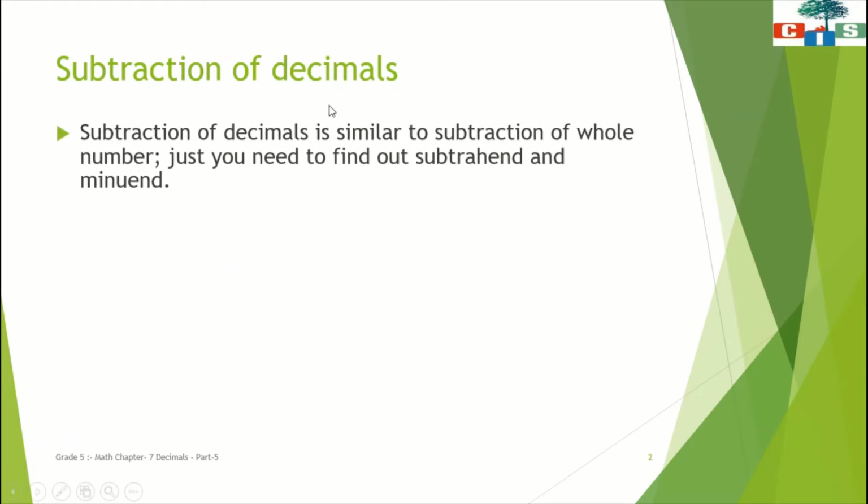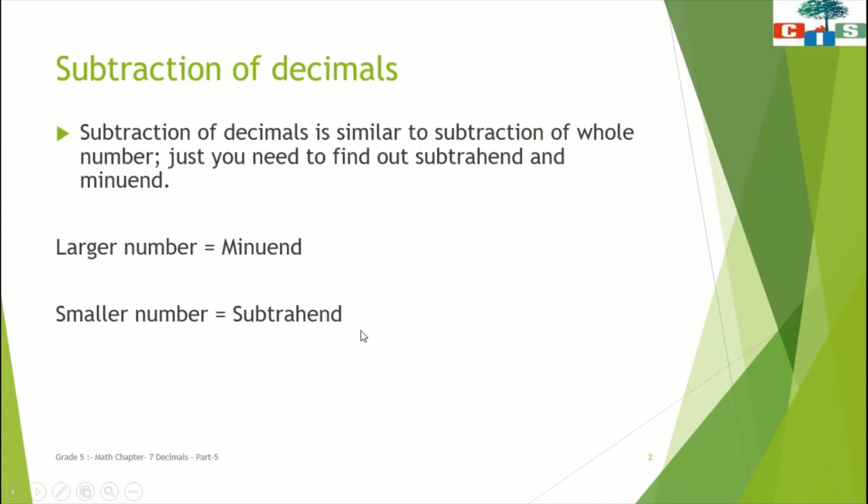Subtraction of decimal is similar to subtraction of whole number. As we are subtracting whole numbers, in the same way we have to subtract decimals. But here you have to keep in mind the position of decimal point, and also you have to find out subtrahend and minuend. What is subtrahend, what is minuend, we have already learned in our previous chapters. Once again, here we will revise about it. So the larger number is known as minuend and the smaller number is known as subtrahend.